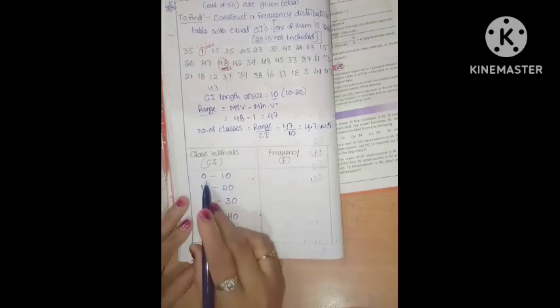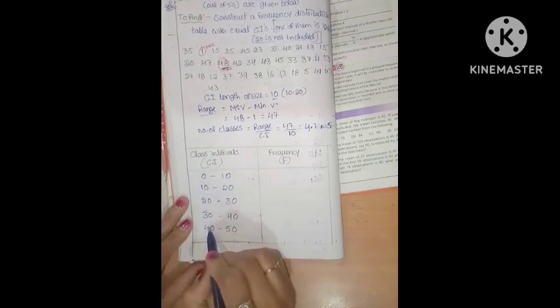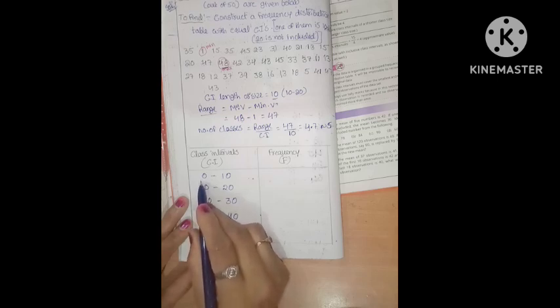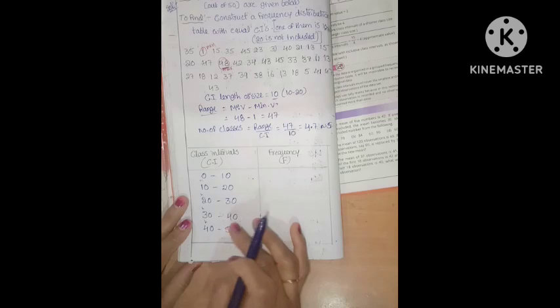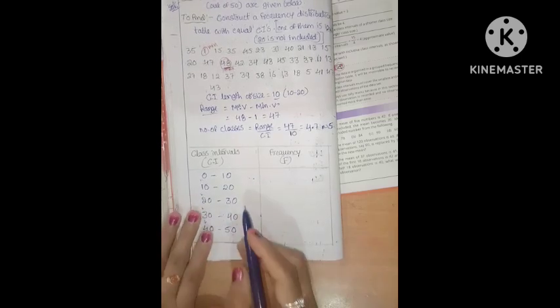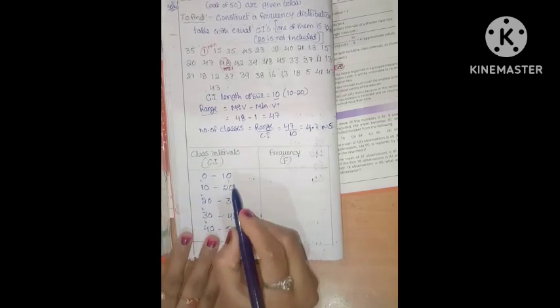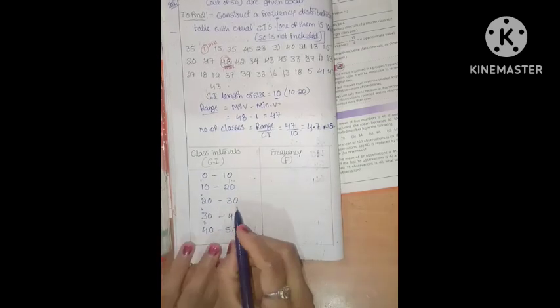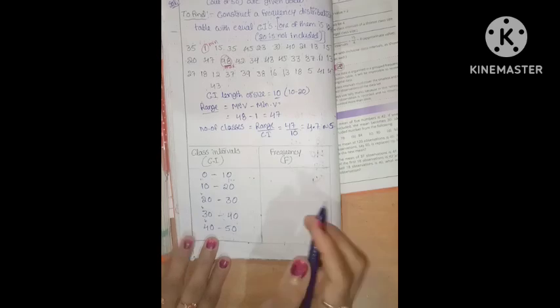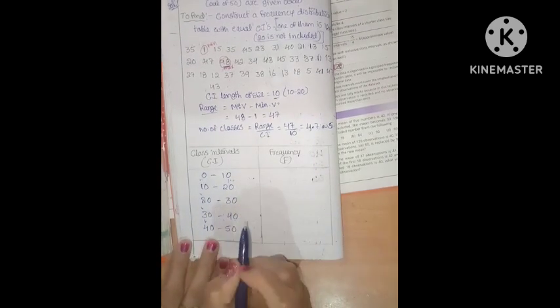Next, all are of equal height, equal length or size. Are all these classes equal or not? Yes, all are equal. What is the height? It is 10 for each class. All the class intervals have an equal height of 10.